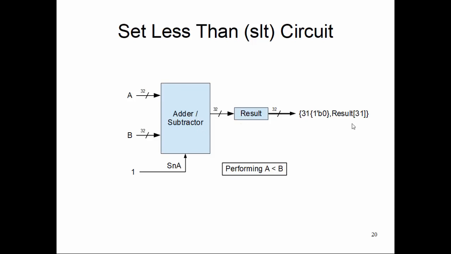Just take the last bit, the MSB of the result, and then pad with 31 more 0s. That becomes your 32-bit result of 0 or 1. That's your set less than circuit in your ALU.